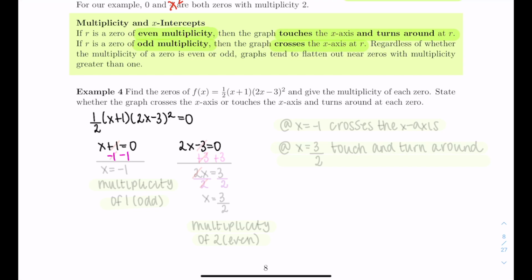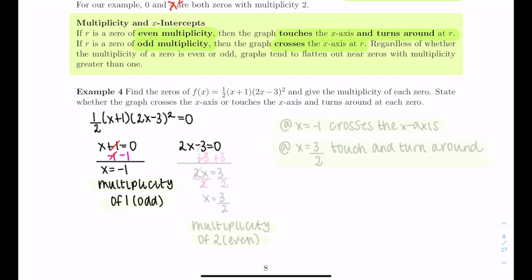So let's go ahead and subtract 1 on the first one. And so we end up getting that x = -1. Now, the power of that factor was 1. So that means x = -1 has a multiplicity of 1, which is odd. Let's go ahead and solve for the other one.